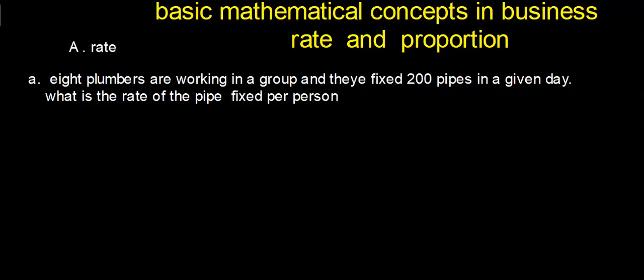So rate is just a way of comparing two or more quantities that are expressed in different units of measurement. If you remember from the previous video, ratio is a way of comparing two or more quantities expressed in the same unit of measurement. But when it comes to rate, it's in a different unit of measurement. So that's the difference between rate and ratio.